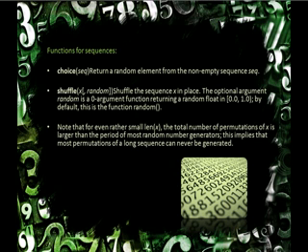Functions for sequences. choice(seq): Return a random element from the non-empty sequence seq. shuffle(x, random): Shuffle the sequence x in place. The optional argument random is a zero-argument function returning a random float in 0.0 to 1.0. By default, this is the function random.